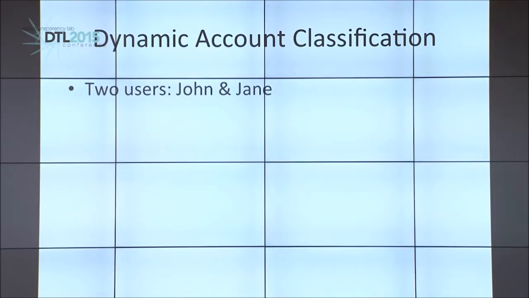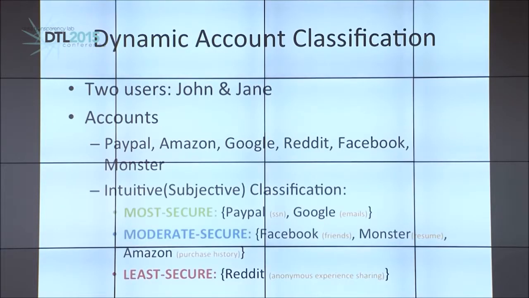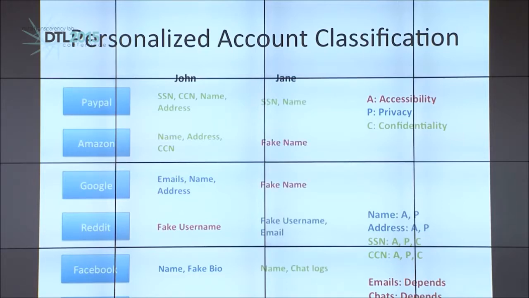So why is classifying user accounts so hard? To show that, let me take the example of two users, John and Jane, who both have accounts on these six web services. An intuitive classification could be something like this: PayPal and Google are the highest, most secure, versus the least secure is Reddit because it's anonymous. But if we do the classification on the basis of actual data shared by both John and Jane, then we see a completely different picture.